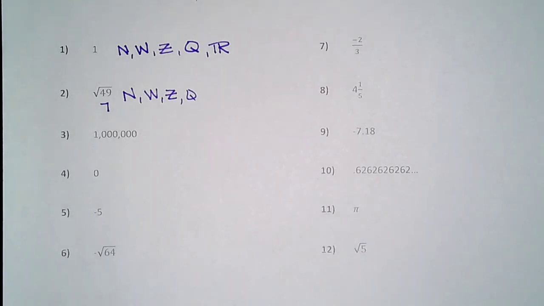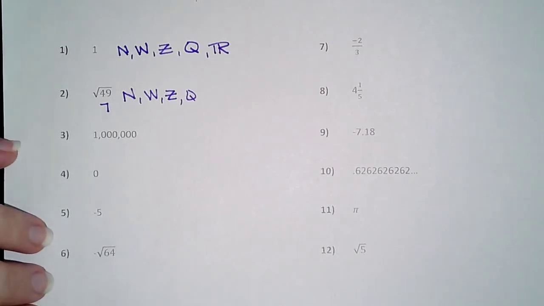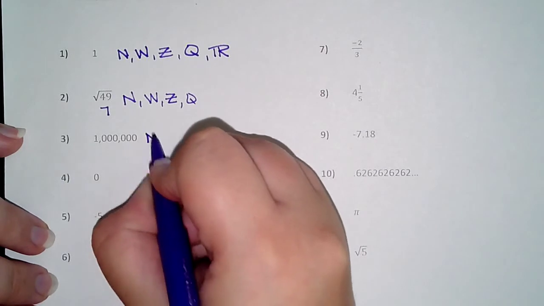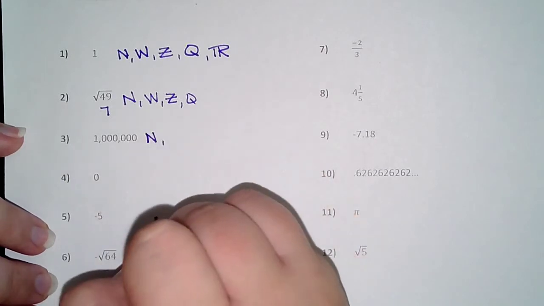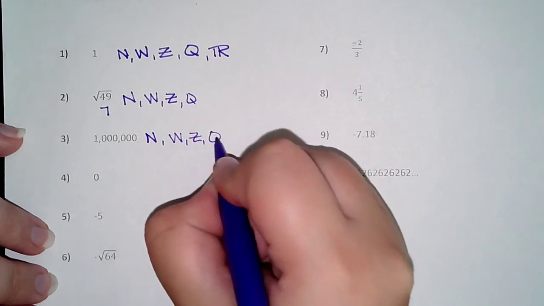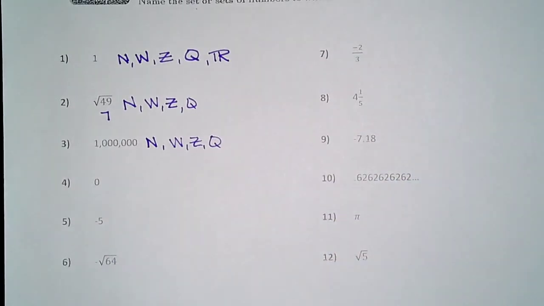All right, hopefully you had a minute to pause that, go through those on your own, and now we'll go through them together. The number 1 million, simple one again, just like the two we did before. It is natural, whole number, integer, and rational. Again, it's real. I'm not going to continue to write R because, as I said before, all numbers are real at this point.